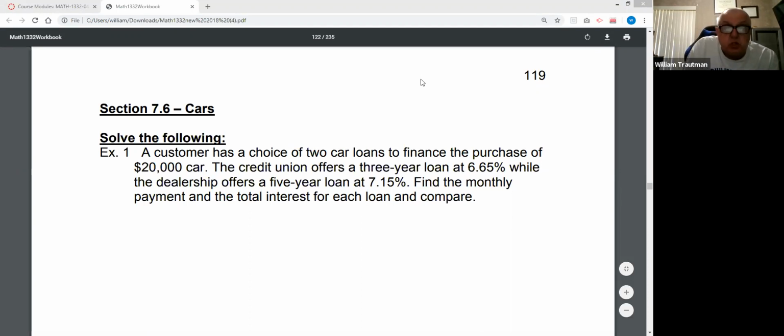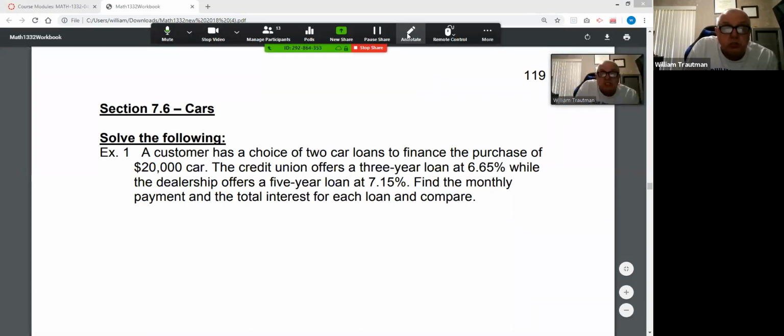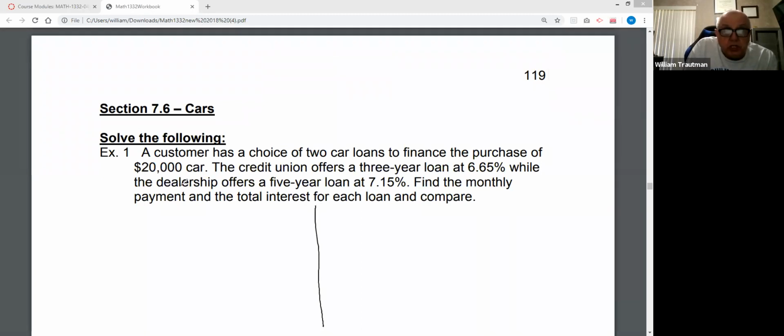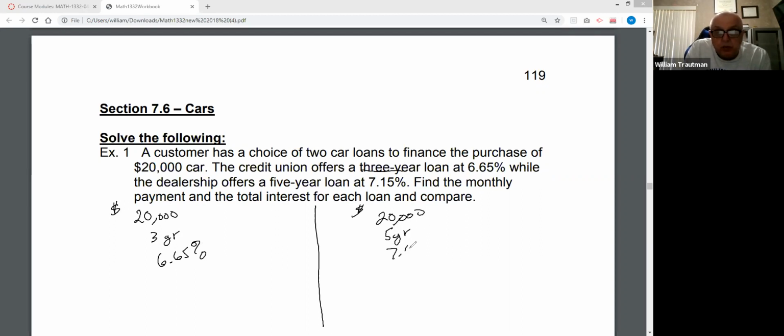Okay, so here we go. A customer has a choice of 2 car loans. So we're going to do 2 separate car loans. One car loan is $20,000. The other car loan is still $20,000. It doesn't say it, but they're both $20,000 car loans. The credit union offers a 3-year loan at 6.65 percent rate, and this one offers a 5-year loan at 7.15 percent rate. Find the monthly payment.